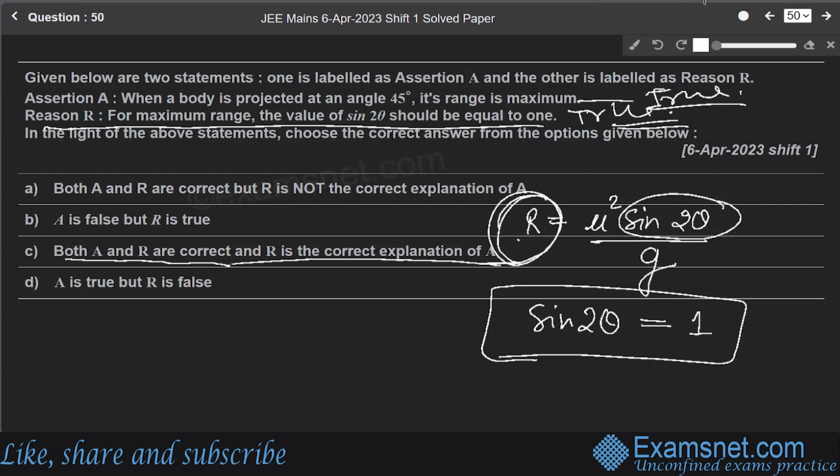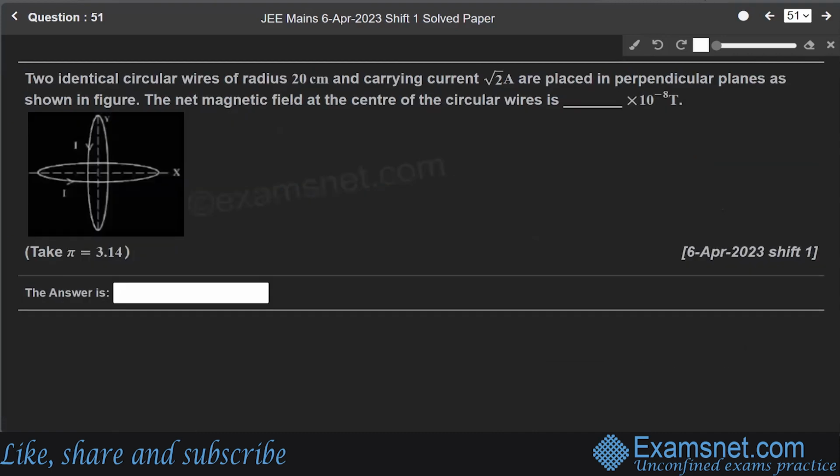So the correct answer is option C, that is, both A and R are correct and R is the correct explanation of A. Now the next question is question number 51. Two identical circular wires of radius 20 centimeter carrying current root 2 A are placed in perpendicular planes as shown in the figure. The net magnetic field at the center of this circular wire is dash into 10 to the power minus 8 T. So we have to find the net magnetic field B.